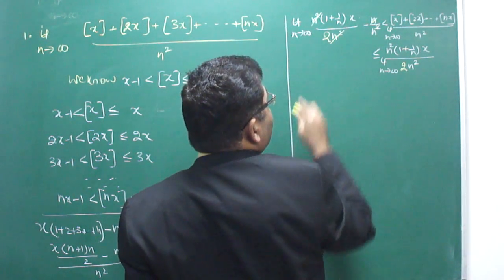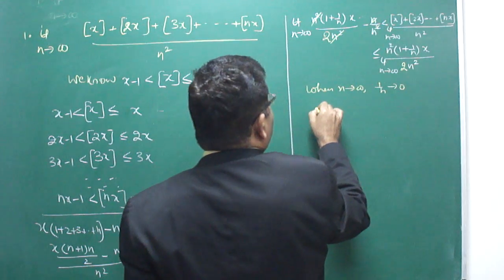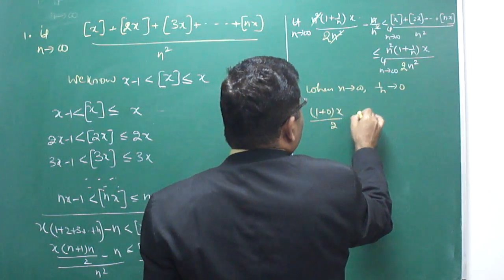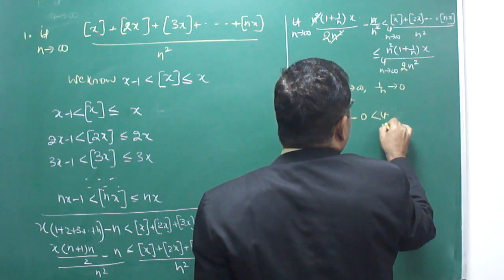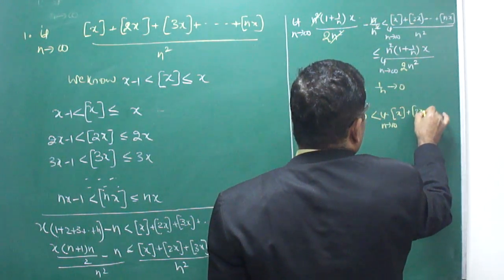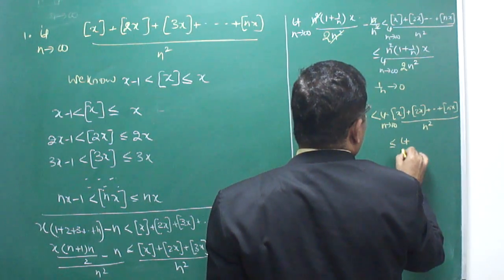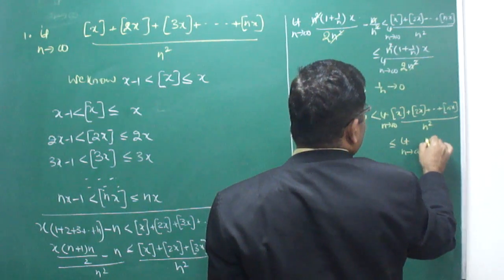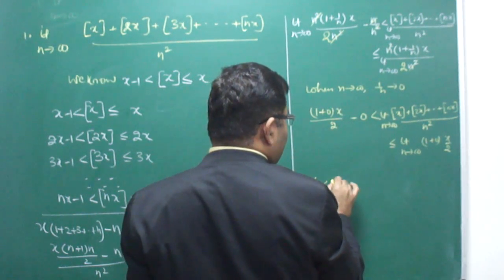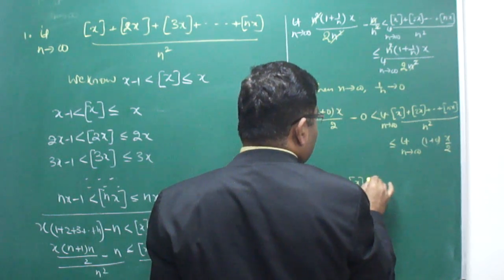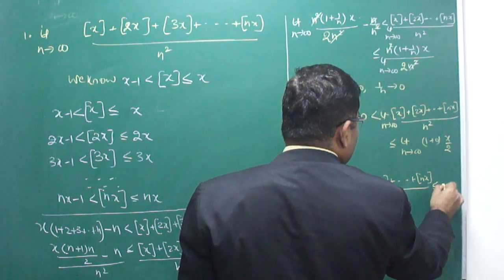If n tends to infinity, 1 by n tends to 0. And then what will happen? 1 plus 0 into x by 2 minus 0, because 1 by n tends to 0, is greater than x, limit n tends to infinity, greater than the function x plus 2x plus up to nx whole divided by n square, and less than or equal to limit n tends to infinity, again n square cancels, 1 plus 0 into x by 2. So finally it will come like x by 2 is greater than limit n tends to infinity, greater than the function x plus 2x plus up to nx divided by n square is less than or equal to x by 2.